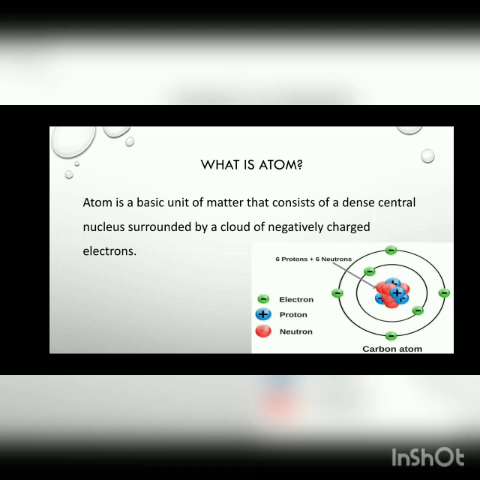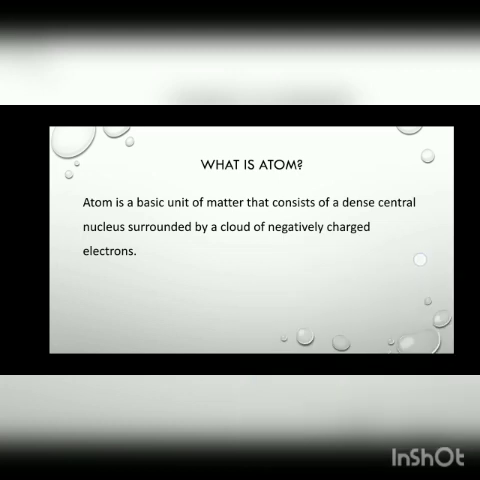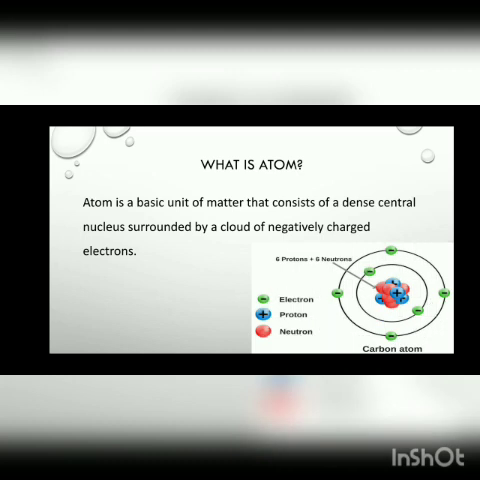The figure shows the present atomic structure of a carbon atom. In the center, the nucleus is present, which consists of positively charged protons and neutral neutrons. Along with that, negatively charged electrons are also present, which revolve around the nucleus.